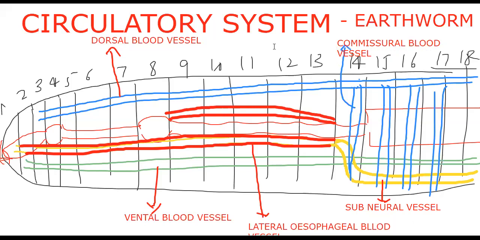Next, the connection of the lateral hearts, lateral esophageal hearts, that we have to go through. The connection between the dorsal blood vessel and the ventral blood vessel is in the 7th, 9th, 12th and 13th segments. Focus, this is going to be a regular question for us. This is very important. Green color.